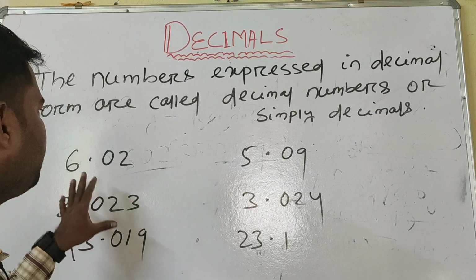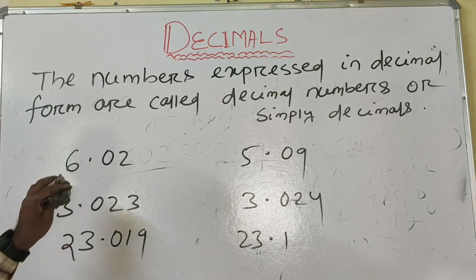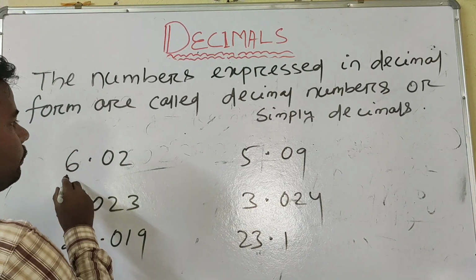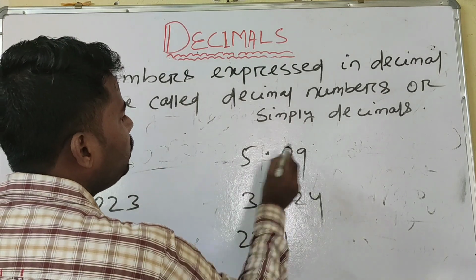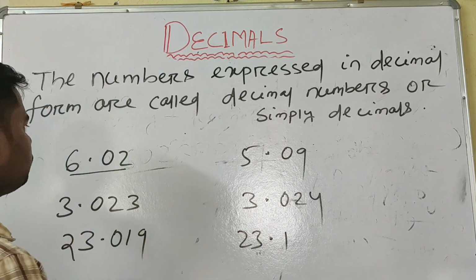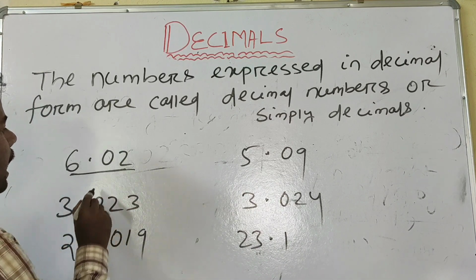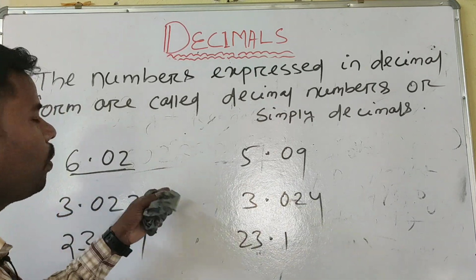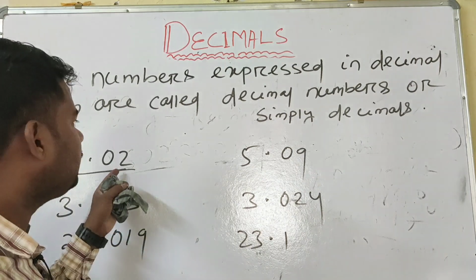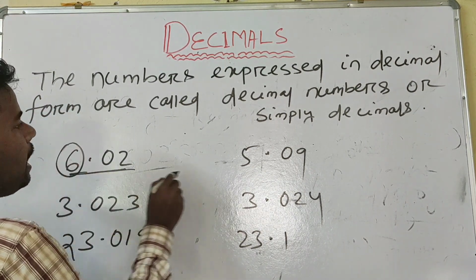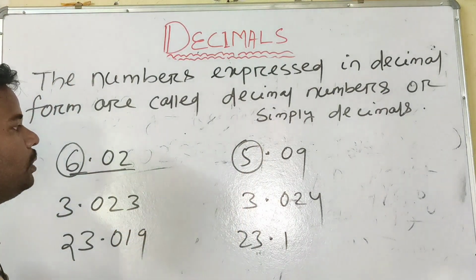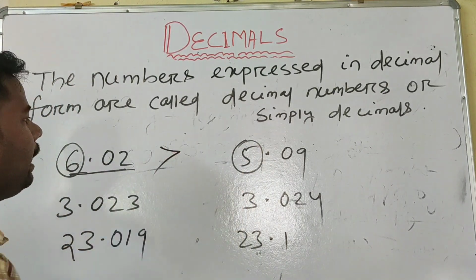Here I have taken some examples. Now we will compare. First one 6.02, second one 5.09. Which is greater? First we compare the whole number. Which whole part is greater? That number is greater. The first one's whole part is 6 and the second one's whole part is 5. So the first must be greater.